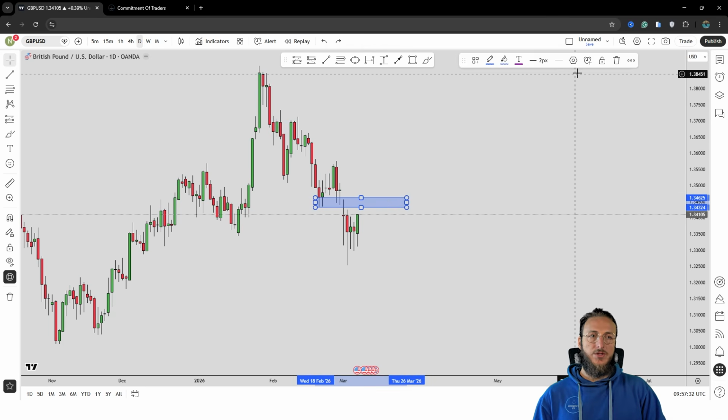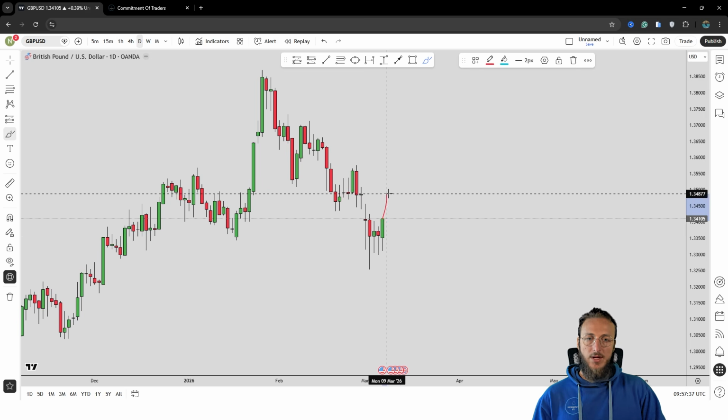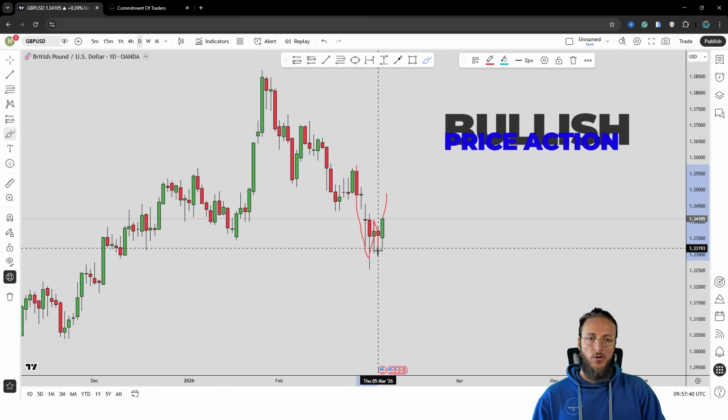What we can also notice if we look here at what pattern the market is creating is that in creating this push to the upside, the market is creating this W formation here.